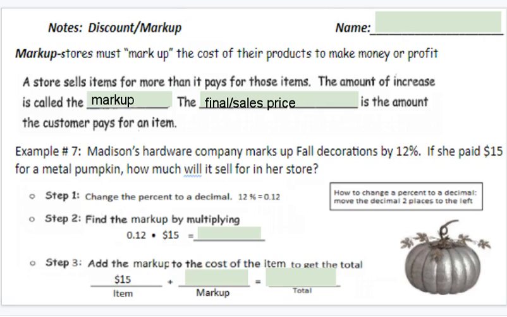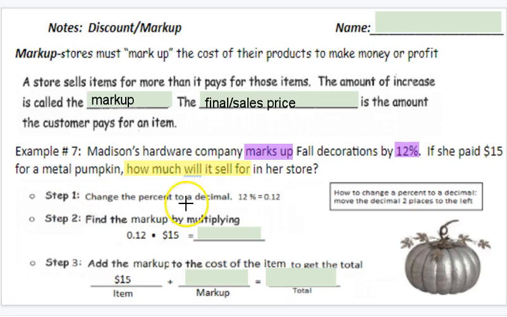When I was reading my question, it is important to find what they're actually asking us for, okay? So I'm going to get my highlighter tool. I see they mark up, so that's a keyword, by 12%. Okay, so that's also important. I also see that it says, how much will it sell for? So I'm wanting the overall final cost when I go up to the cash register, or what's going to be on that sales sticker on my metal pumpkin here.